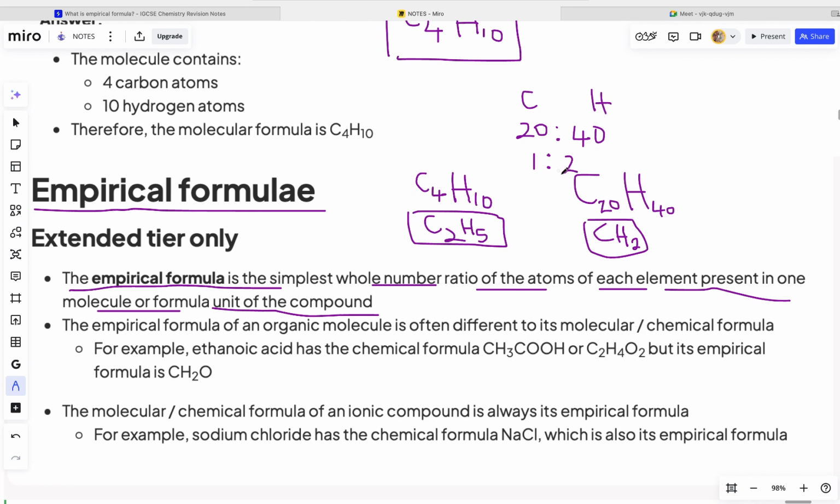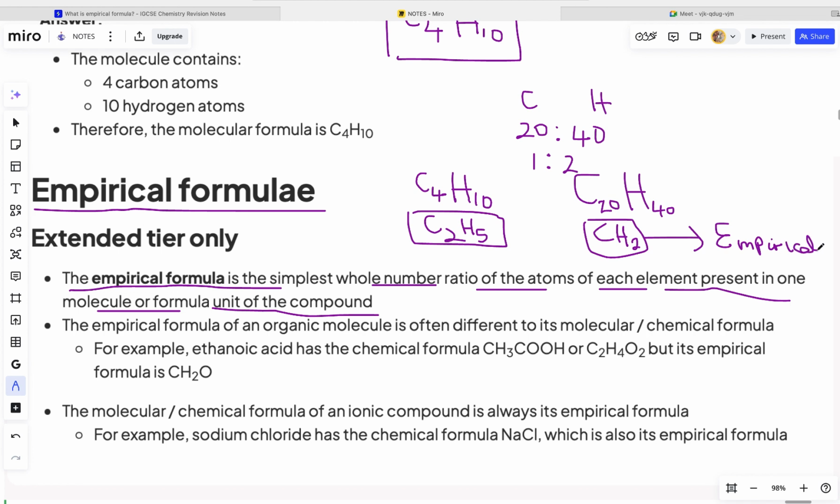So this ratio 1 to 2 is what you have here. C is 1, that's why we write only C. And hydrogen is 2, that's why we write H2. This is what we call the empirical formula. Empirical formula is the simplest whole number ratio of atoms of elements in a compound. Is that okay?